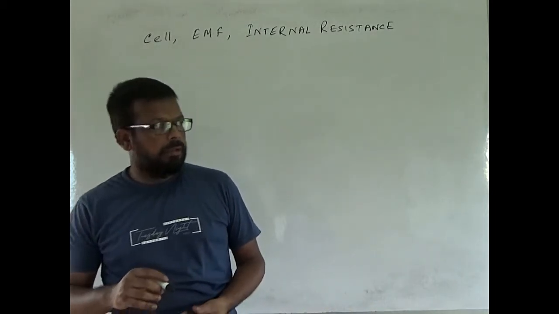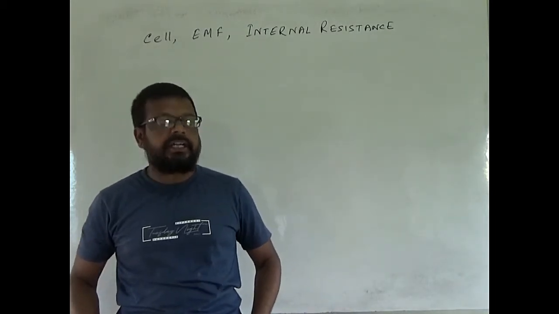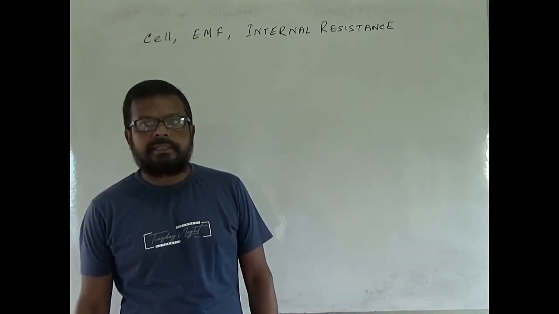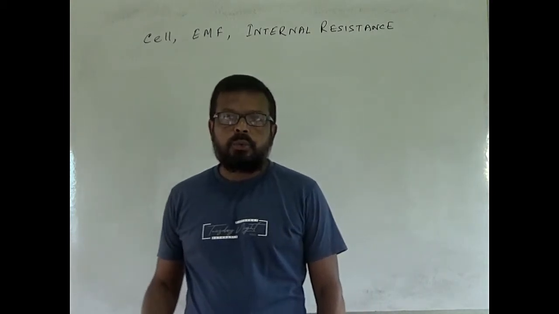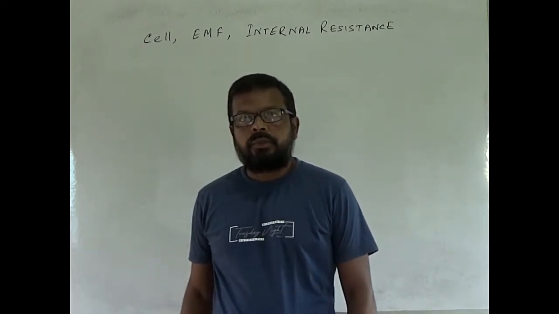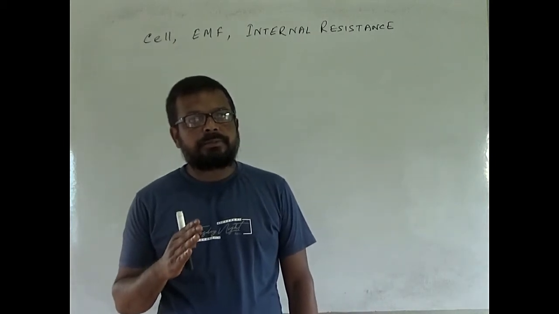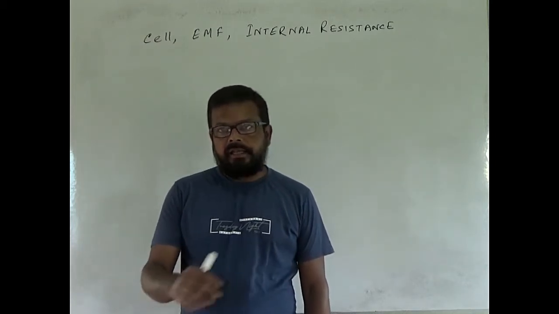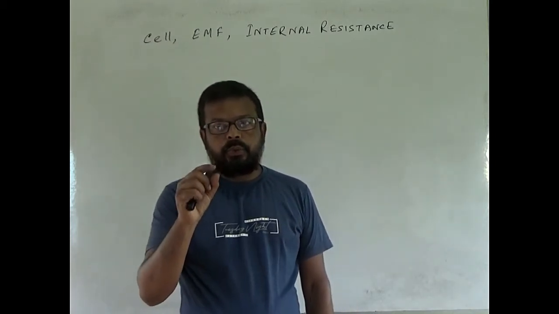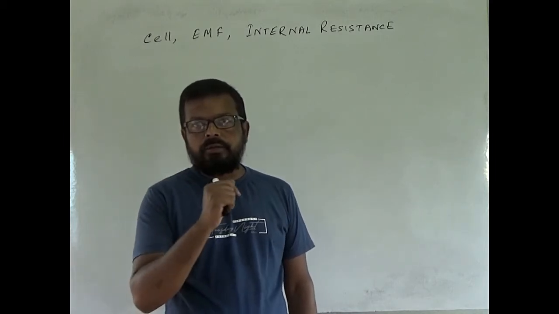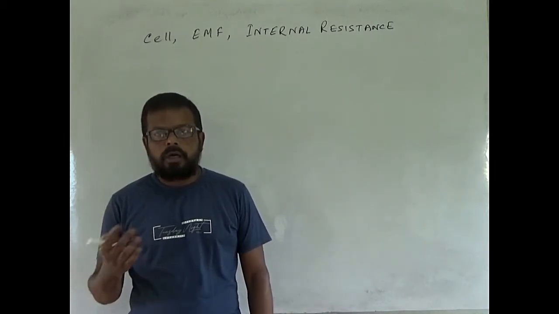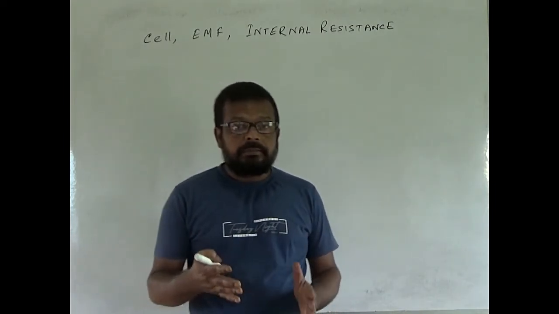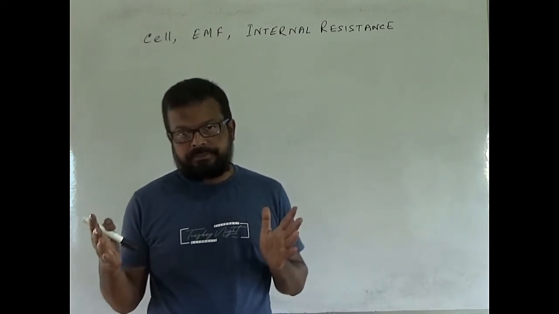Now we know from our previous studies that a cell is a device which provides the necessary potential difference to any electric circuit to maintain a continuous flow of current through it. Basically, a cell has two electrodes, one called anode and the other called cathode, or one called the positive electrode and the other the negative electrode, immersed in an electrolytic solution.